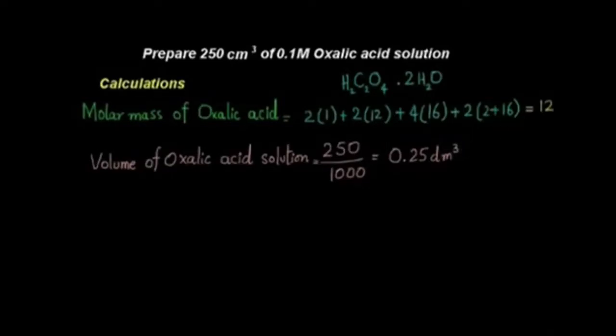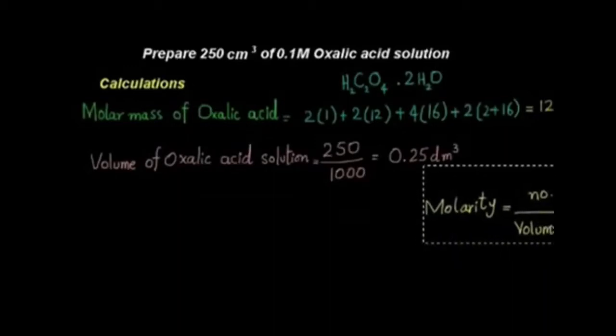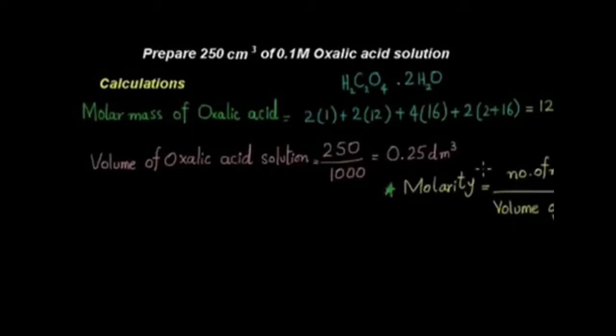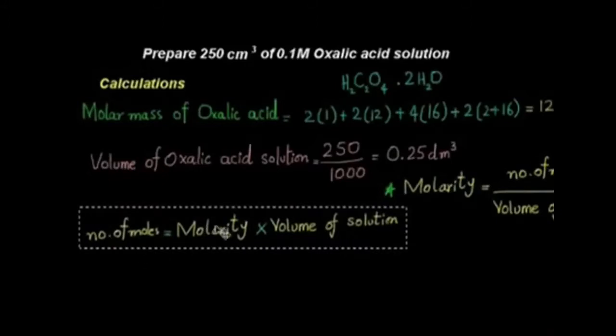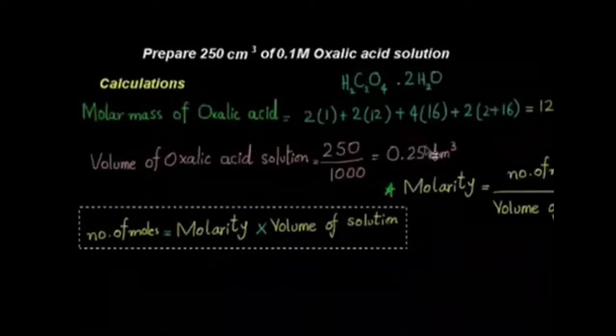Okay, now after finding the molar mass of oxalic acid and the volume of the solution, next step is to find the number of moles. For finding the number of moles we have the formula: molarity is equal to number of moles divided by volume of the solution. Molarity is given, that is 0.1 molar, and we have found the volume, that is 0.25 decimeter cube. Next we have to find the number of moles. So rearranging this formula we get: number of moles equals molarity into volume of the solution.